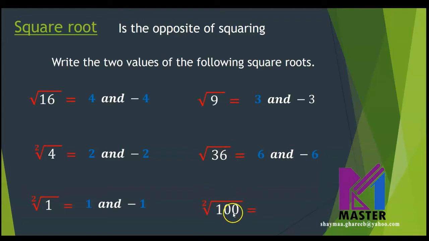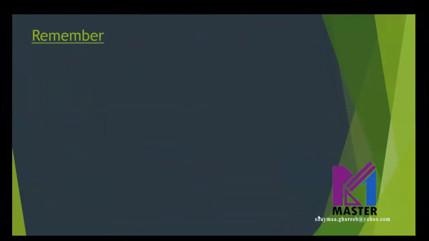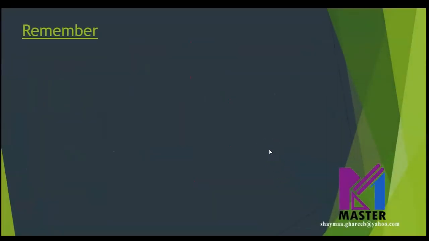Square root of 100. 100 is a square number of number 10. So it will be 10 and negative 10. Is this clear now? Let's remember and sum up all the ideas that we took today.